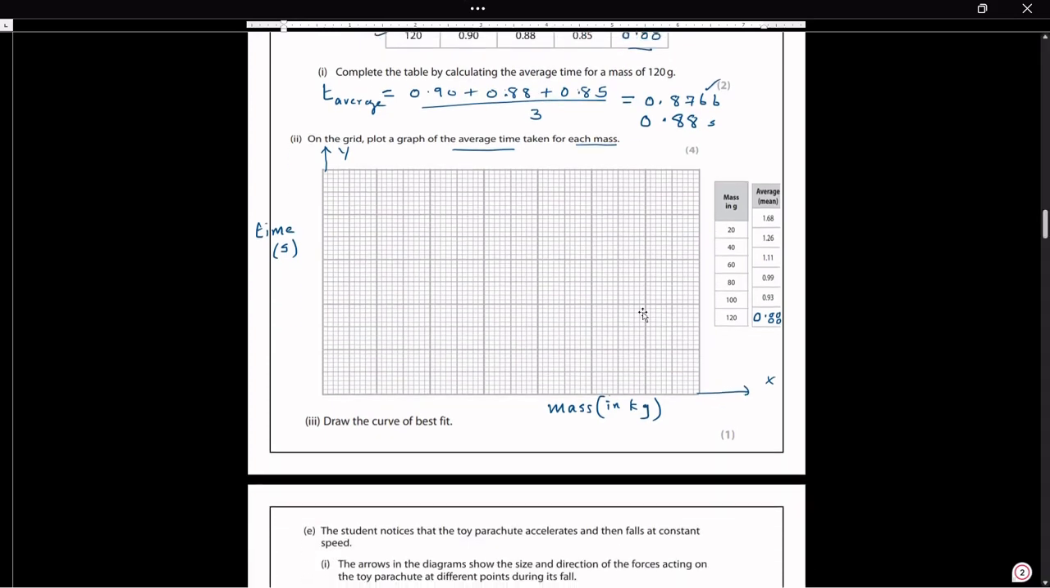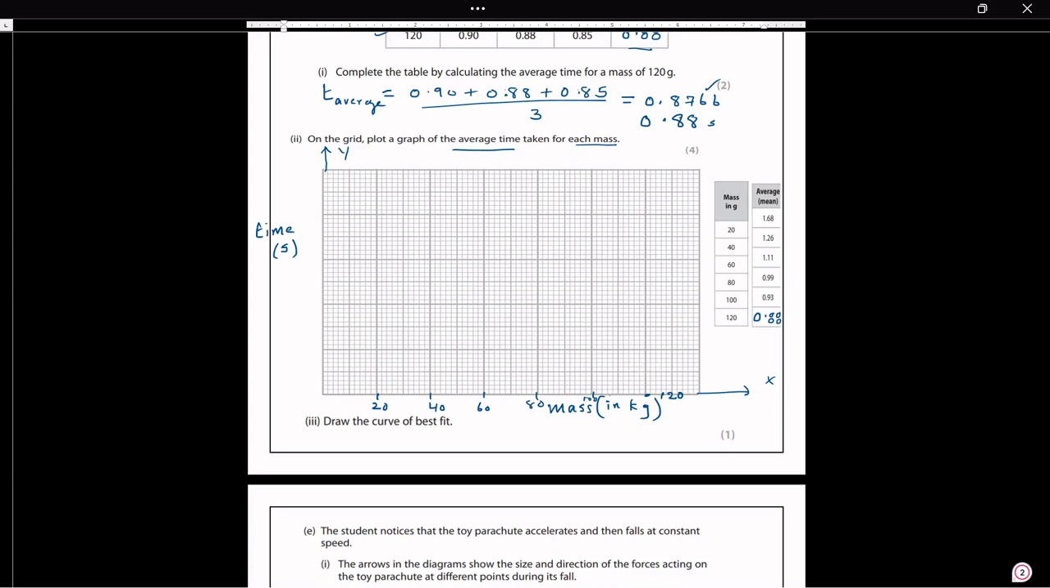Now the second step is to find a suitable scale. Here you can see that the mass is changing from 20 to 120. So 20 to 120 means I think we can mark it in steps of 20. This is 40, 60, 80, here comes 100 and here comes 120. These are the x-axis markings.